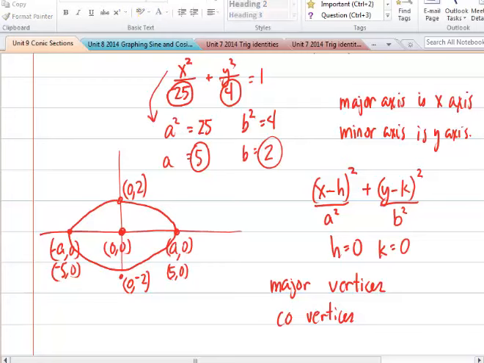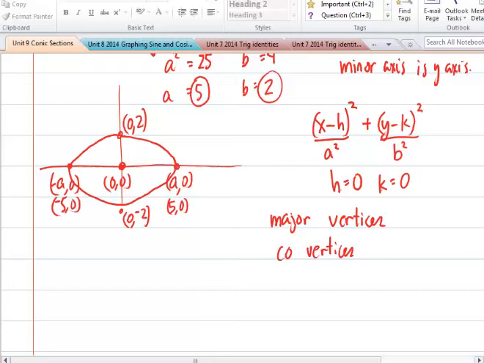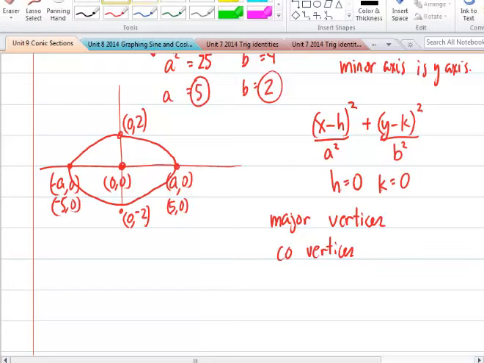So that would be what our ellipse would look like. The last thing we need to do is find out where our foci are. The foci are these two points that are focal points of the ellipse. So the foci are basically at the coordinates, because this is an x-axis ellipse.